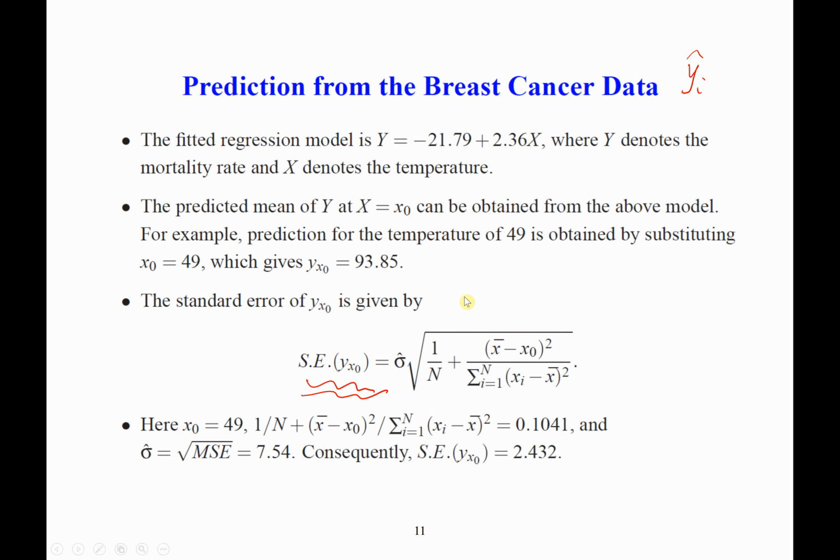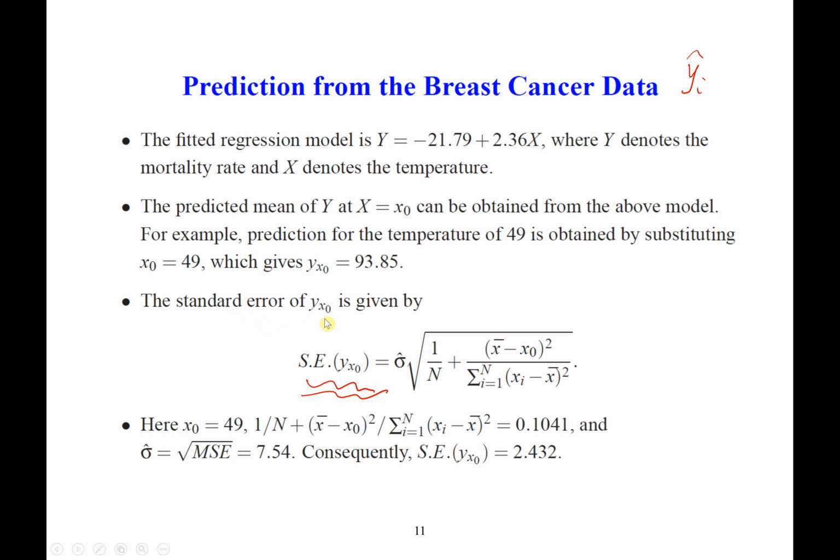So now we got the fitted regression model. We want to do the prediction for a certain temperature. For example, if we have a temperature that is not observed in the data, we want to predict the mean of y at x equals x0. And this can be obtained from the above model. For example, prediction for the temperature of 49 degrees is obtained by just putting the value 49 over here. Then we solve this equation, and we will get the predicted value of the mortality rate, 93.85. But here, this is only the mean estimate.